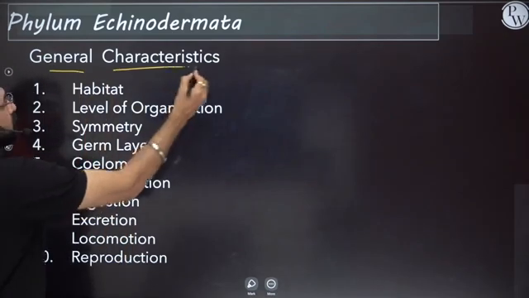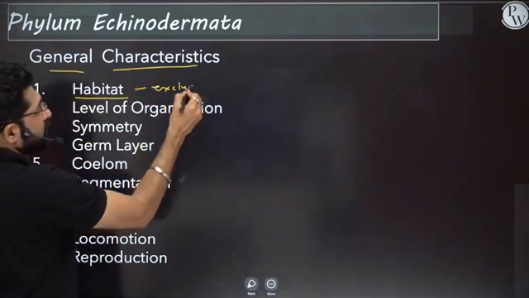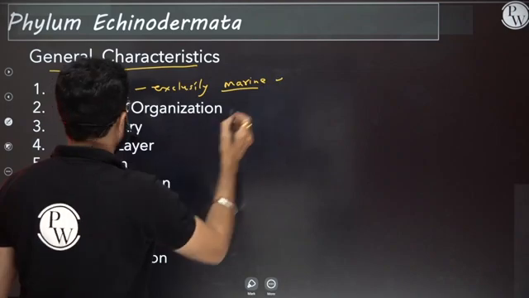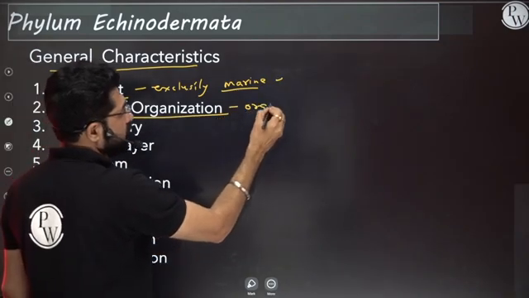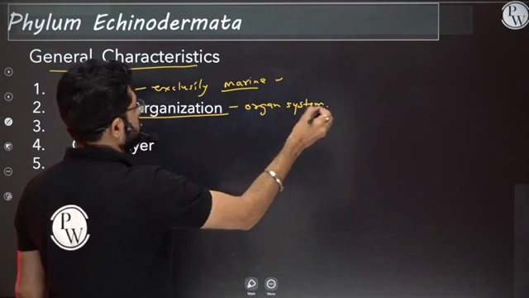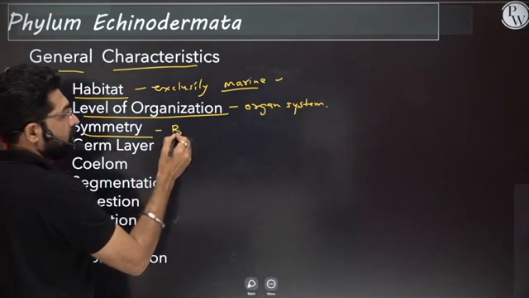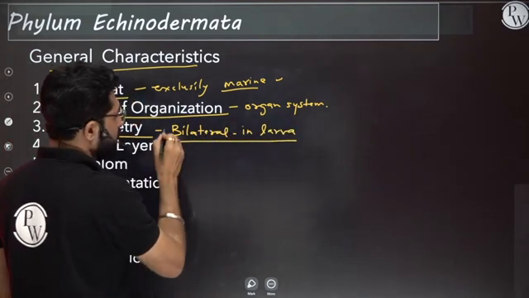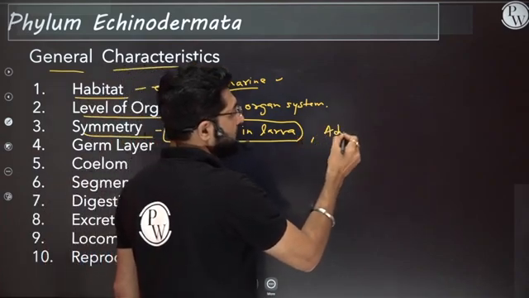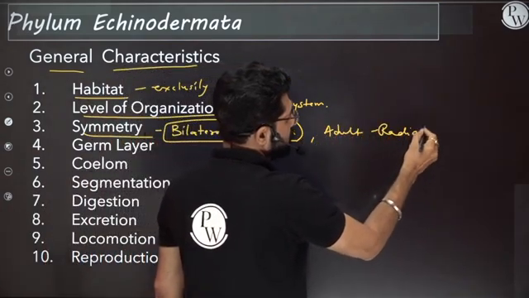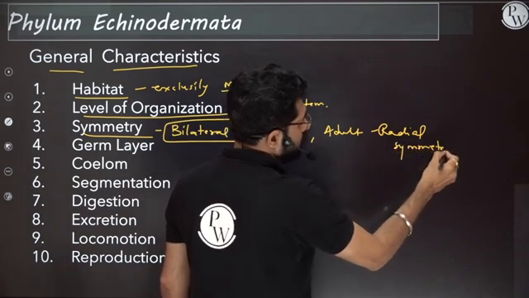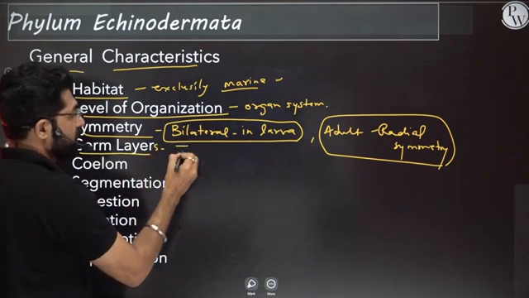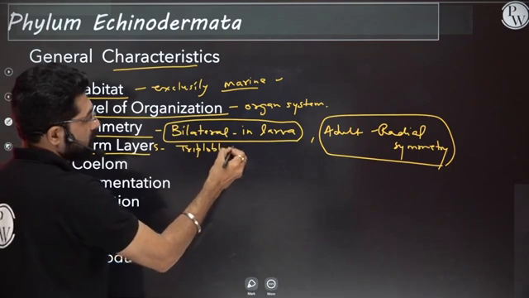General characters we'll see. They are exclusively marine. They are not found anywhere else. They are found in marine waters. Level of organization, as you know, is organ system level. Symmetry is bilateral in larvae. In larvae they have bilateral symmetry. Adult has radial symmetry. Please write down, adult has radial symmetry. Very important question here. According to germ layers, they are triploblastic.